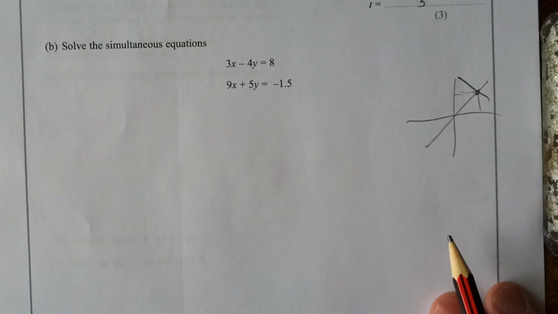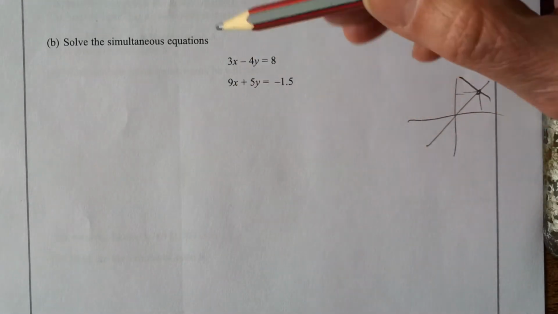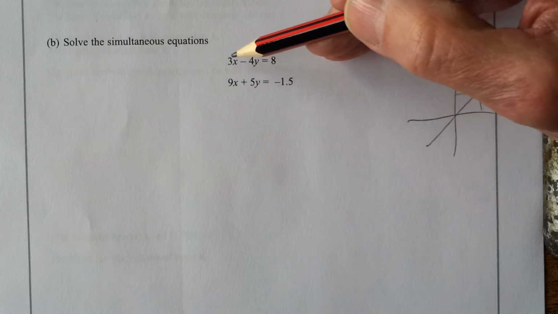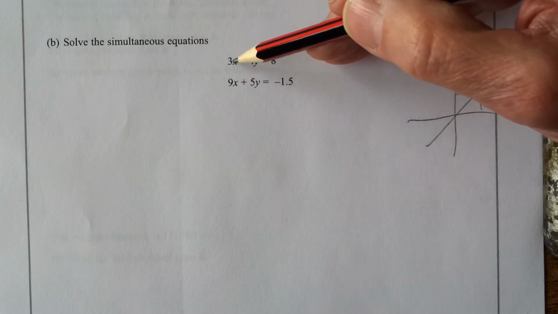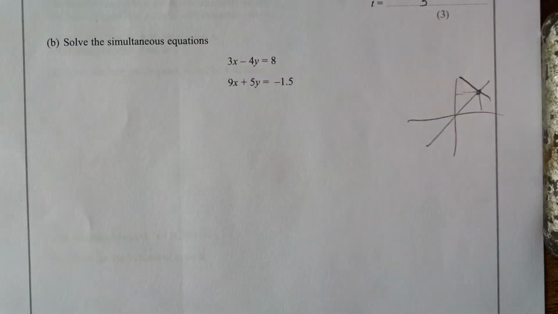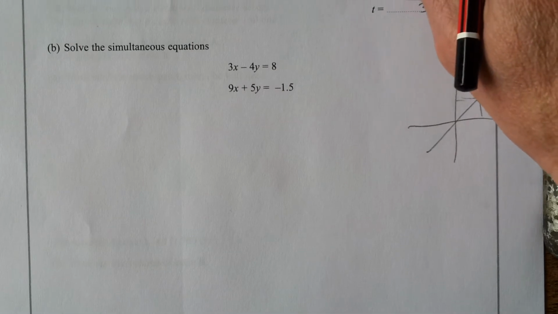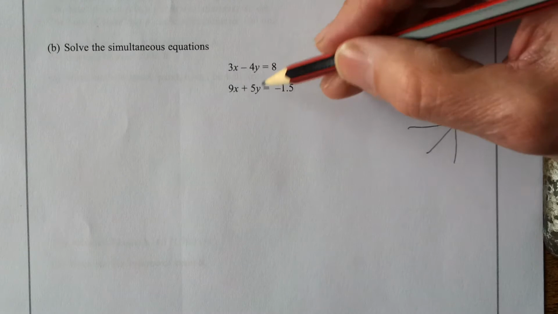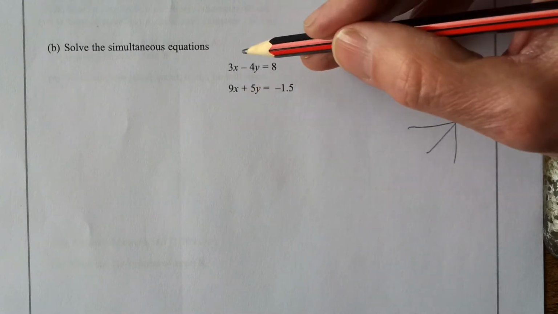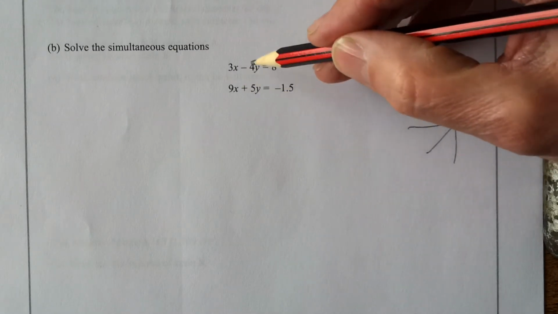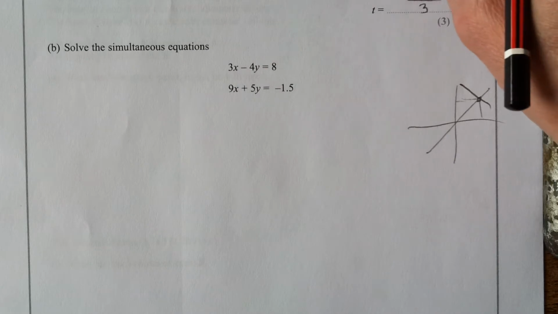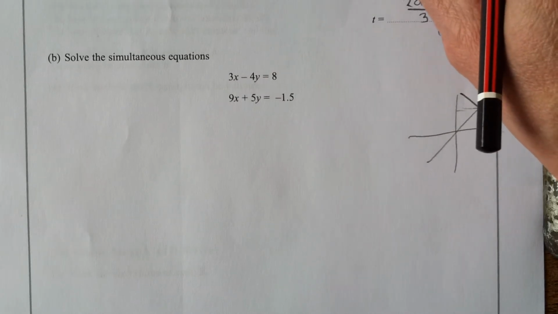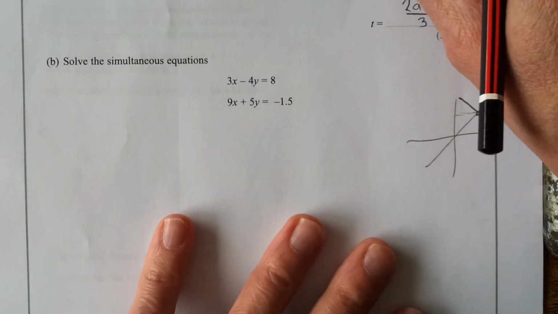What we can do is make the x values the same, which is a little bit easier in this case, because if I multiply 3x by 3 I get 9x. This is to use the elimination method, which I'm going to do. But what I feel is that as a general rule it's easier to make the y values the same, because there seems to be less mistakes made. So that's the way I'm going to go.